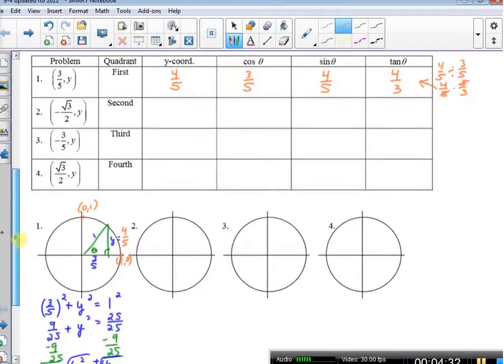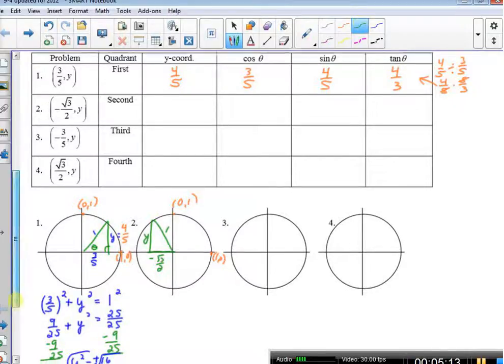Number 2, we're in the second quadrant. So I'm going to go over negative radical 3 over 2. Now I don't know exactly where it is, but I know it's less than 1 because we're on the unit circle. This is (0, 1). This coordinate here, (-1, 0). This coordinate here is (1, 0). So I know that I'm over negative radical 3 over 2. I don't know my y-coordinate, but I do know my hypotenuse is 1. So now I'm looking for this y-coordinate.